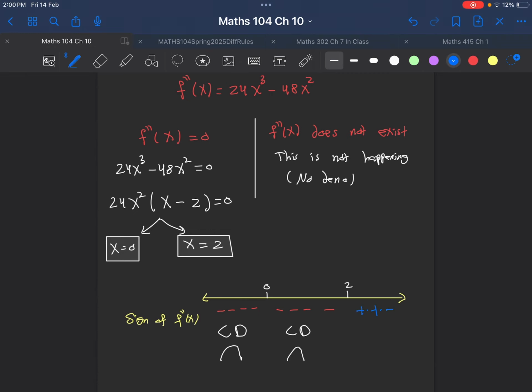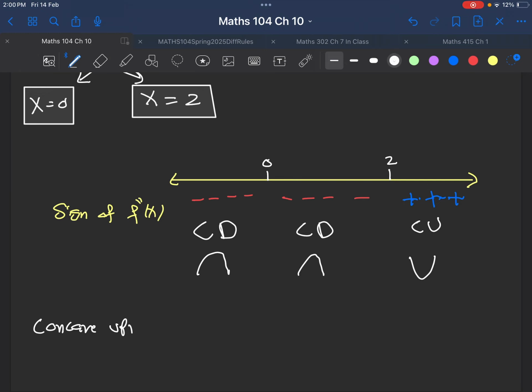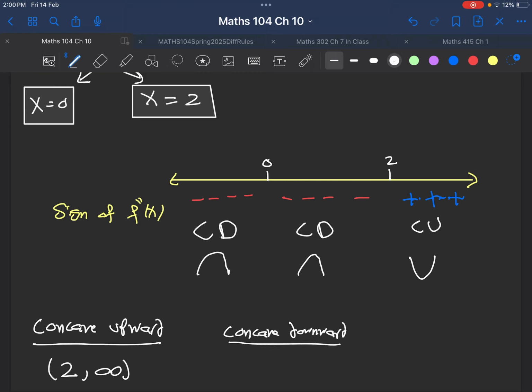So we just need to write the summary that we have. Concave upward happened only once, which is starting from 2 going to infinity. Concave downward happened from negative infinity to 0, and then again from 0 to 2.